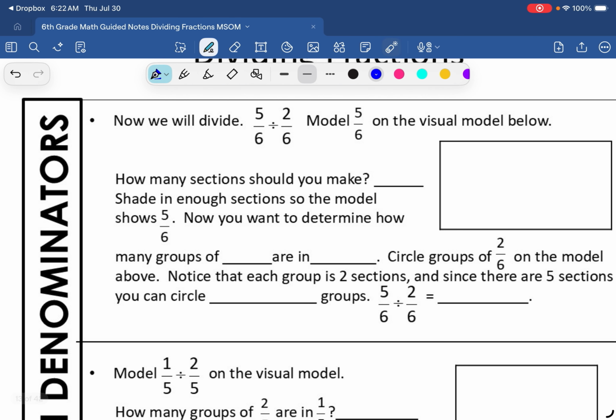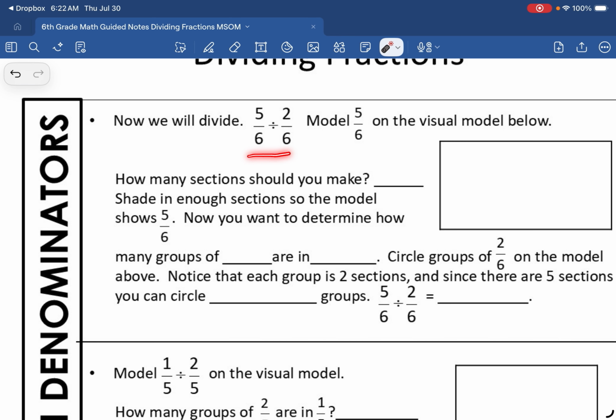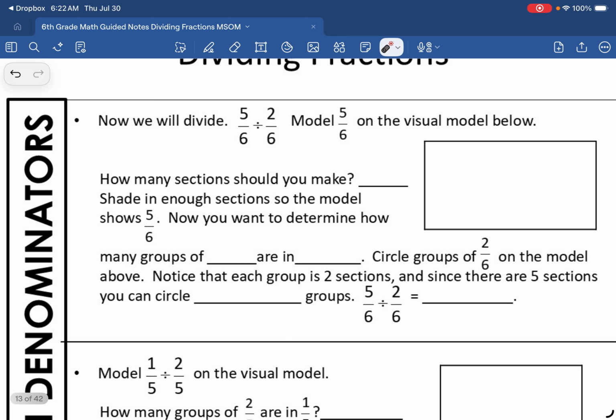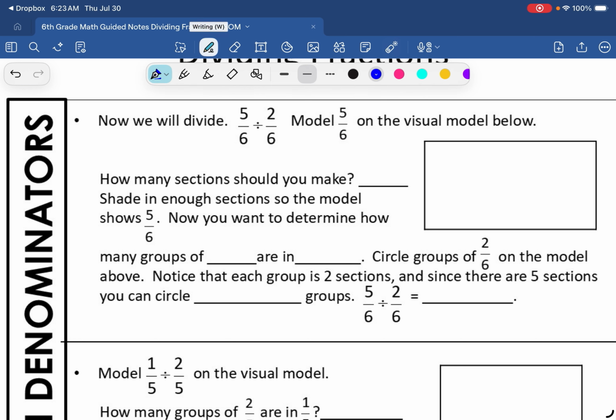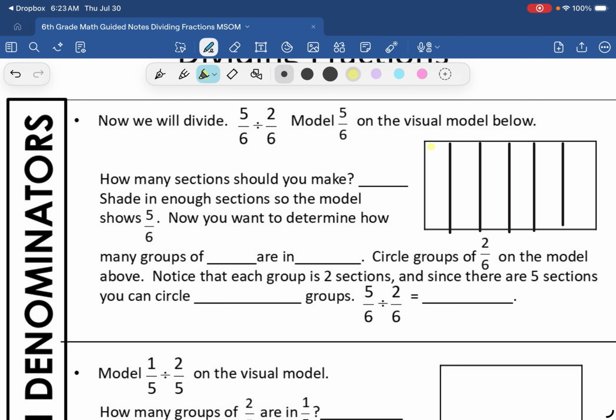Now we will divide 5/6 divided by 2/6. So we need to model 5/6 on the model. That means my 6 on the bottom tells me how to break up my box. So I'm going to break it up into 6. Now 5/6 is going to be 5 of those. How many sections should you make? Well, we made 6 sections and shade in enough sections so the model shows 5/6. We did that. Now you want to determine how many groups of 2/6 are in 5/6.